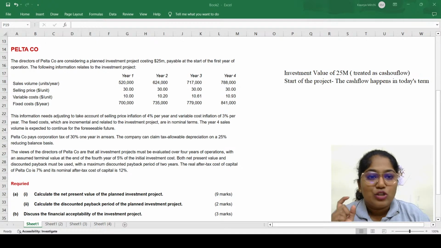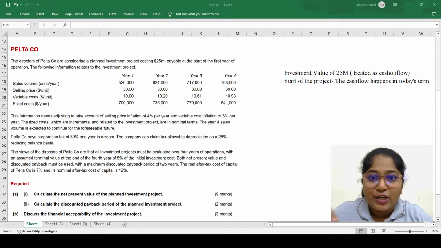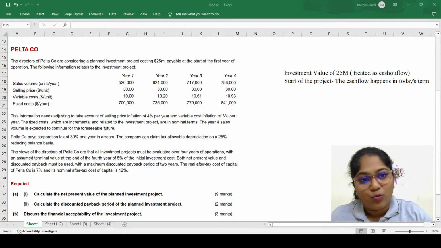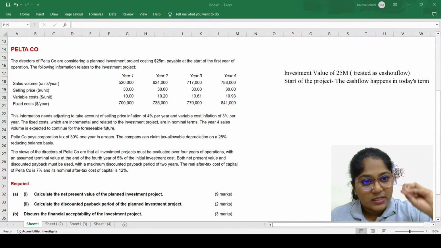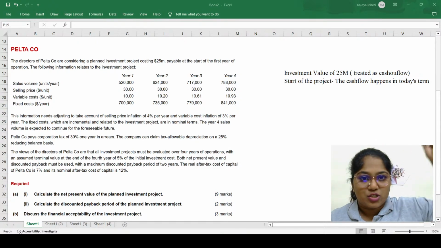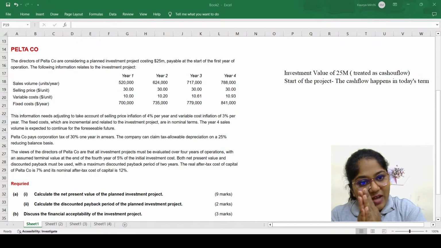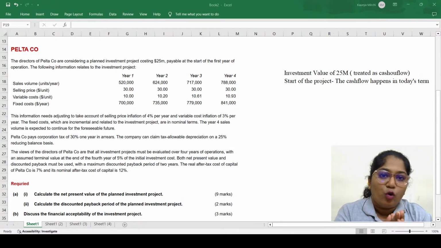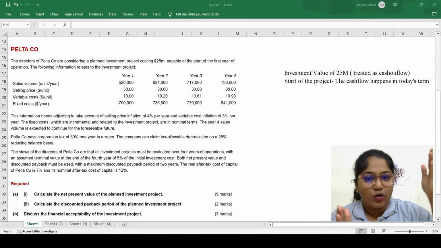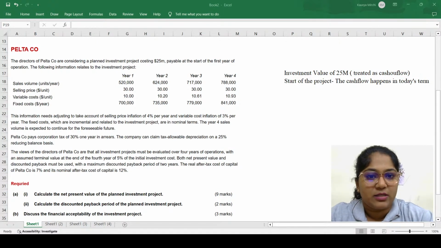Correct, people? So I would go ahead and consider my sales in year 1. In today's value it is $30. In year 1, how much would it be? 30 plus an inflation of 4%. In year 2, 30 plus 4%, and on that again add 4 more percent. In year 3, whatever value we calculated for year 2, on that again 4%. Year 4, on year 3's value, we will add 4 more percent. I hope everybody is getting that point.